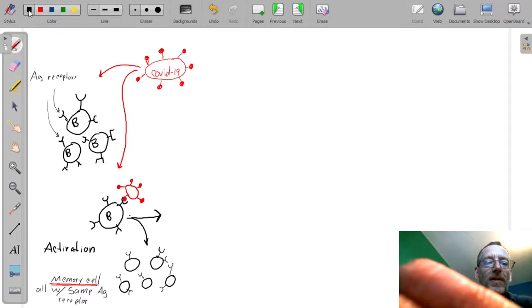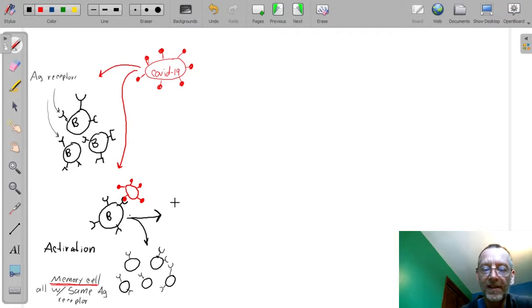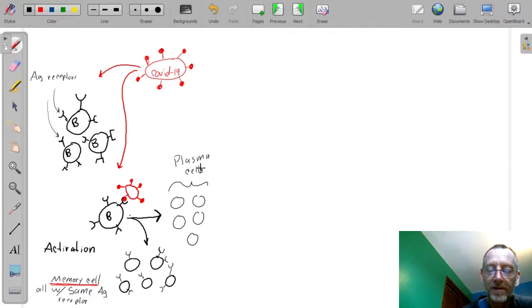The other population of cells that are produced develop into plasma cells. So you have memory cells and plasma cells. And the plasma cells, if you remember, release antibodies.